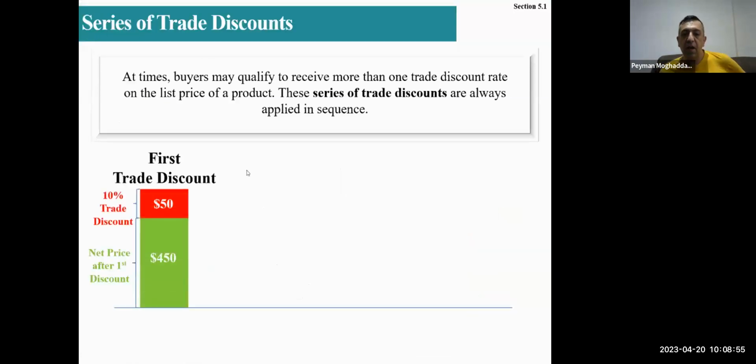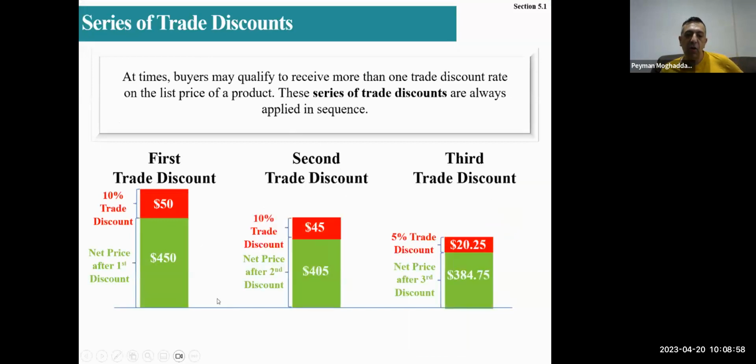So we also learned how to do a series of trade discounts. For example, if you have 10%, 10%, and 5%, you have three trade discounts in the supply chain. We can calculate like this. We have a total list price of $500. You have a 10% trade discount, then you deduct that, and that's going to be 450. The 450 is the list price for the second trade discount, and you take 10% of that and deduct it, so you get 405. That's the net price after the second trade discount, and it's the list price for the third trade discount. For the third trade discount you have 5%, and then you calculate that to find the net price after the third discount.